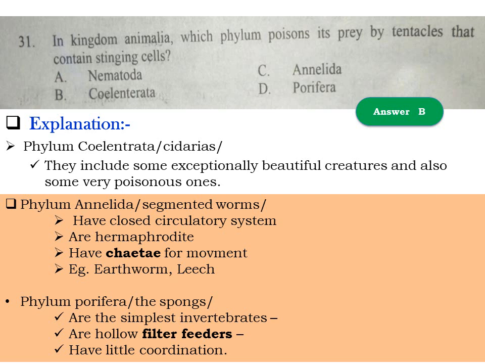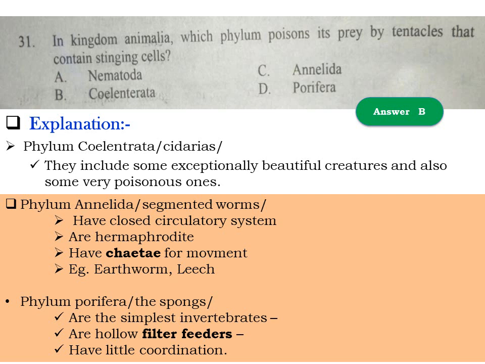Phylum Annelida are segmented worms with a closed circulatory system. They have chaetae for movement, don't forget. Phylum Porifera are known as sponges. They are the simplest invertebrates. They are hollow filter feeders. Don't forget.